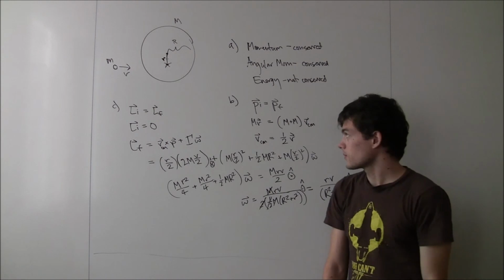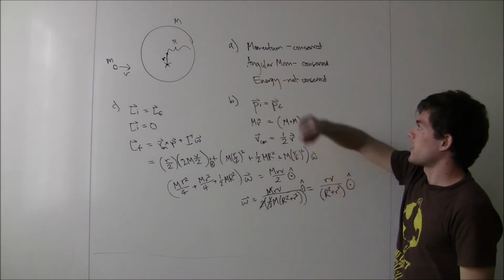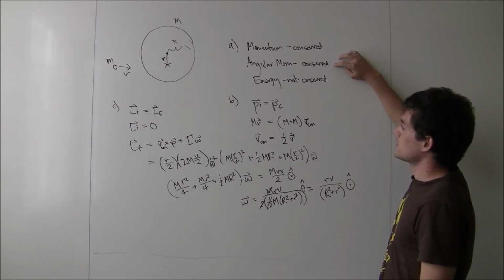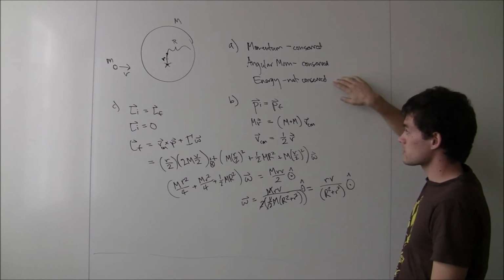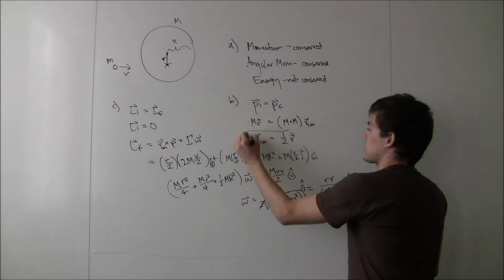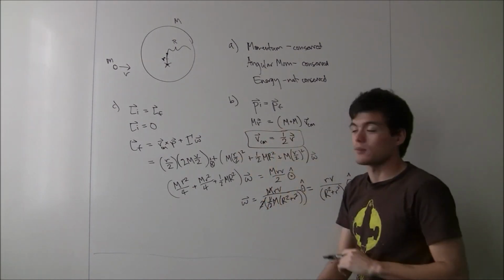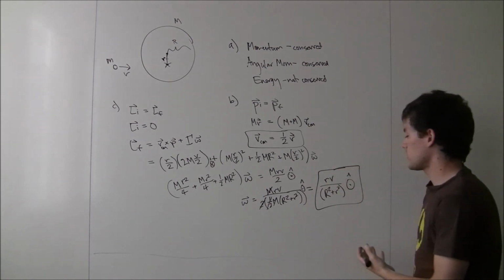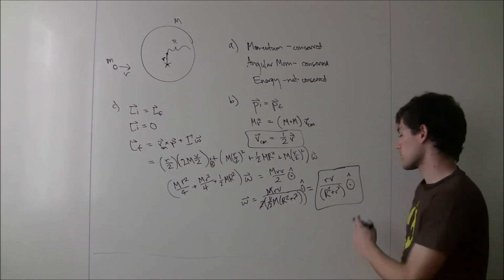And so as our final answers, we get that linear momentum is conserved, angular momentum is conserved, energy is not conserved, the final velocity of the center of mass is 1 over 2 times v initial, and the final angular velocity is r v over big R squared plus little r squared pointing out of the page.